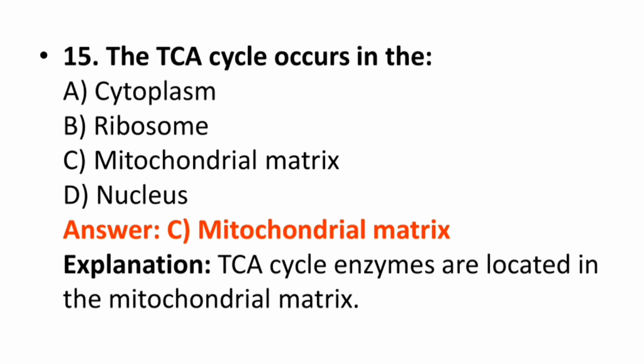The TCA cycle, the tricarboxylic acid cycle, occurs in option A cytoplasm, option B ribosome, option C mitochondrial matrix, option D nucleus. The correct answer is option C mitochondrial matrix. Tricarboxylic acid cycle enzymes are located in the mitochondrial matrix.